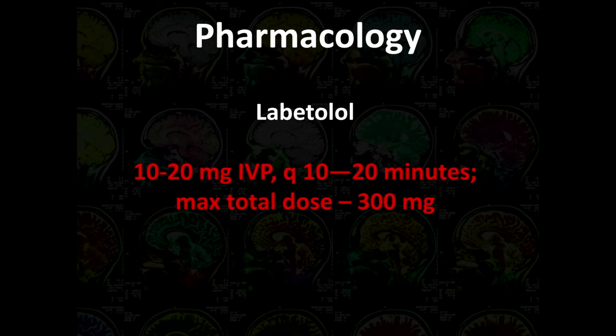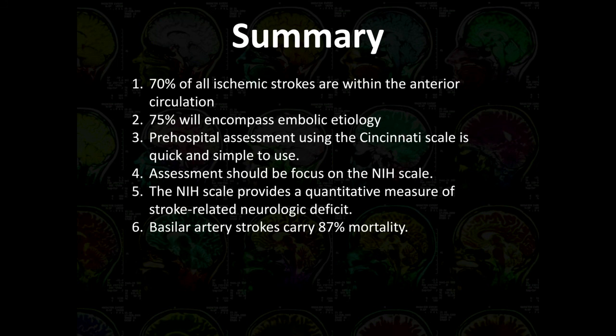In summary, guys, 70% of all ischemic strokes are within the anterior circulation. Remember, and then 90% of those anterior circulation strokes are inside that middle cerebral artery. 75% will encompass embolic etiology. So that's the most common. And then when we think about assessment, it's about early recognition. It's about identifying if this patient is a candidate, if this patient is symptomatic from an ischemic stroke etiology, and getting them to the correct facility.